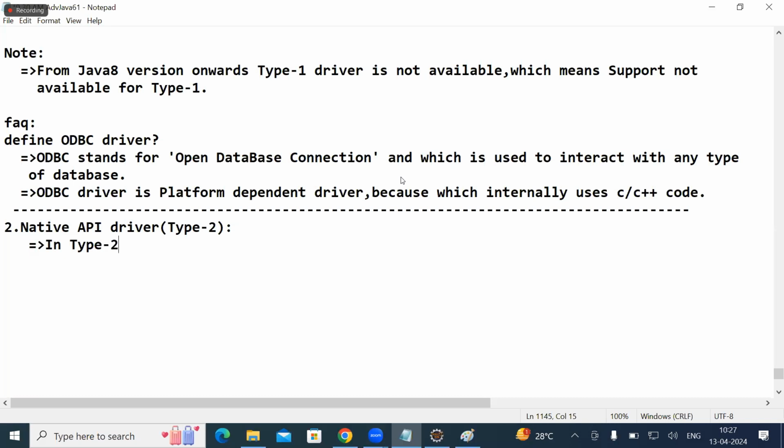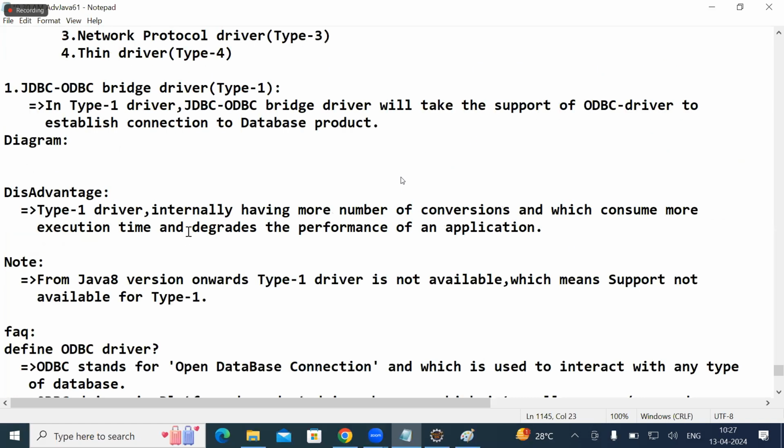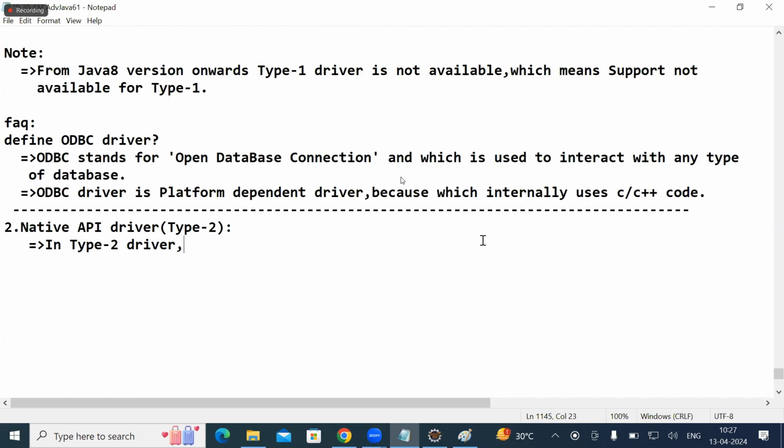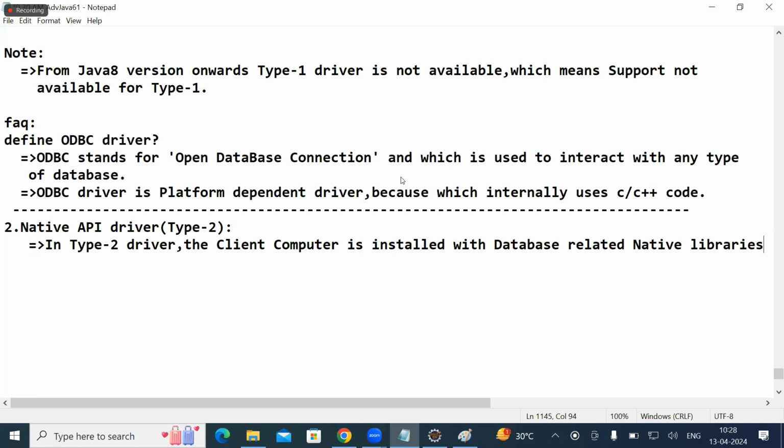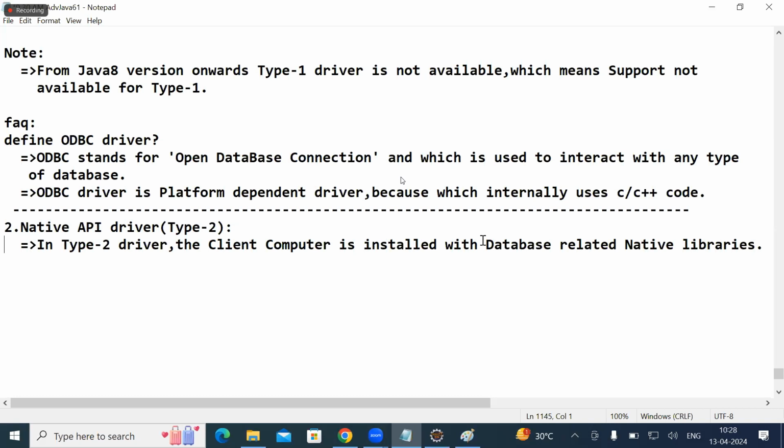In type 2 driver, the client computer is installed with database related native libraries.